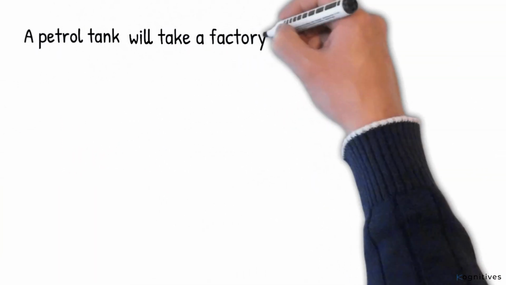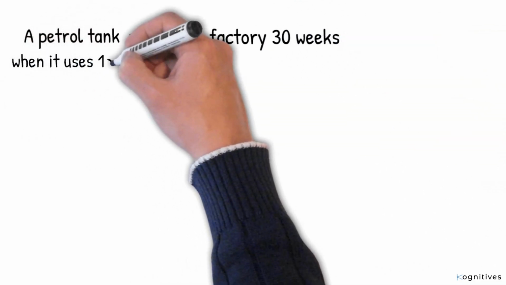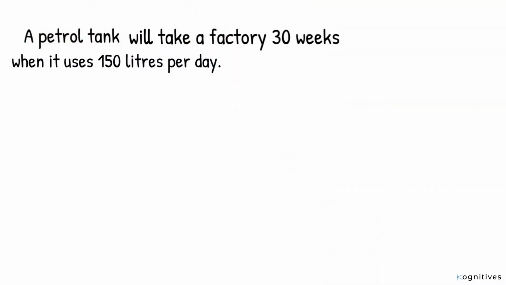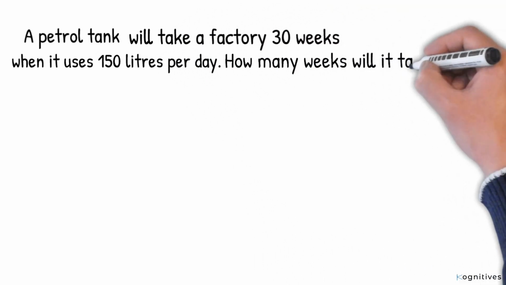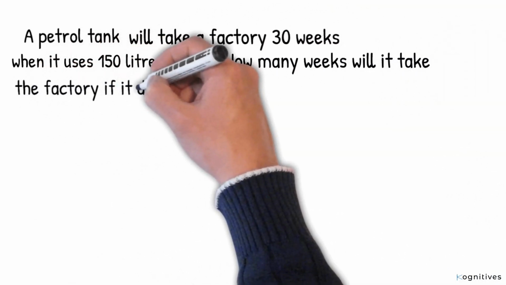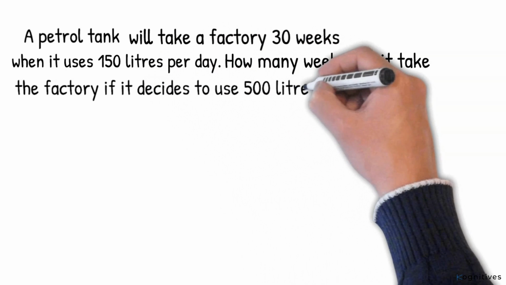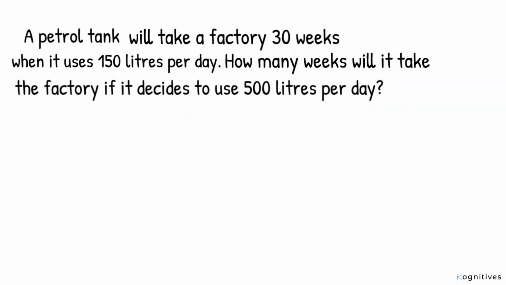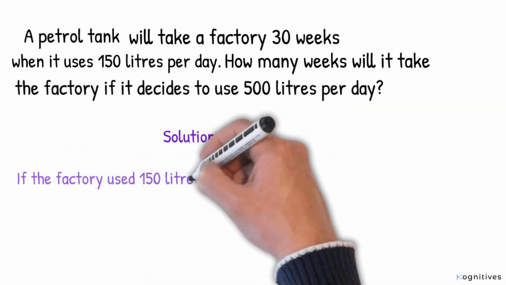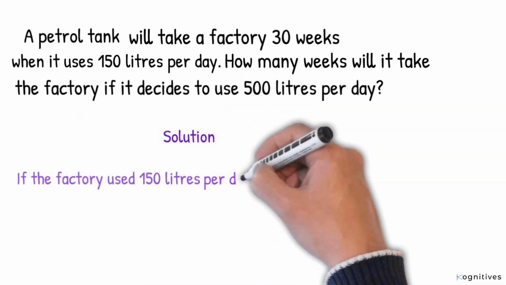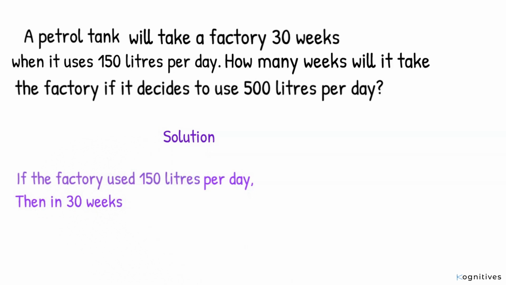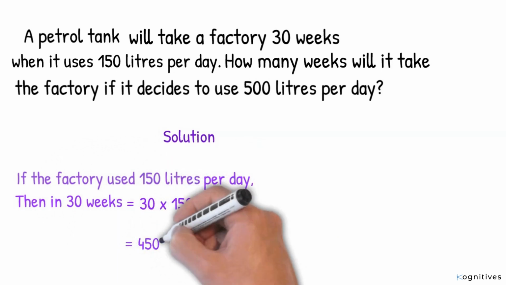The next question says, a petrol tank will take a factory 30 weeks when it uses 150 liters per day. How many weeks will it take the factory if it decides to use 500 liters per day? And the solution here is this. If the factory used 150 liters in one day, it means that in 30 weeks, they are going to use 30 times 150, which will give me 4,500.